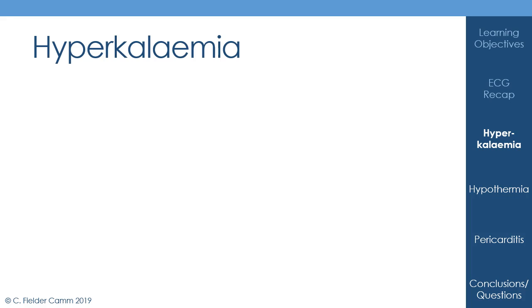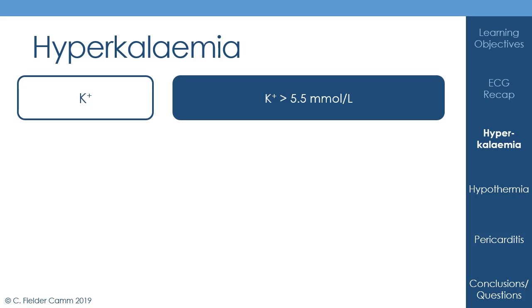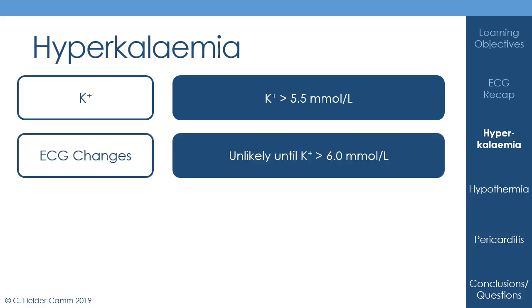Okay, so hyperkalemia is high blood potassium levels, and it's defined as a potassium greater than 5.5 millimoles per litre. And it's unlikely that you're going to see ECG changes until the potassium gets above 6 millimoles per litre.